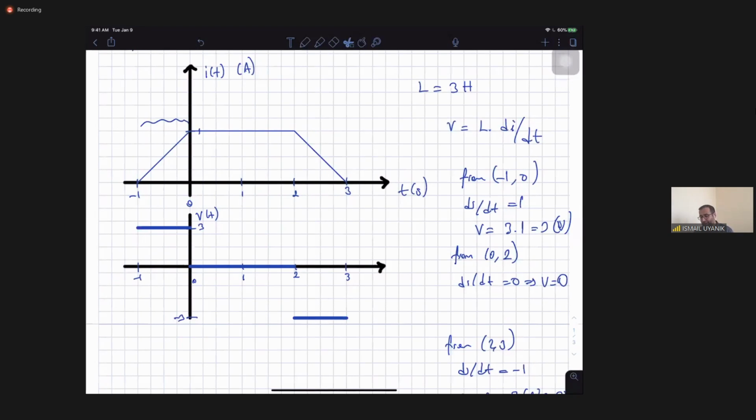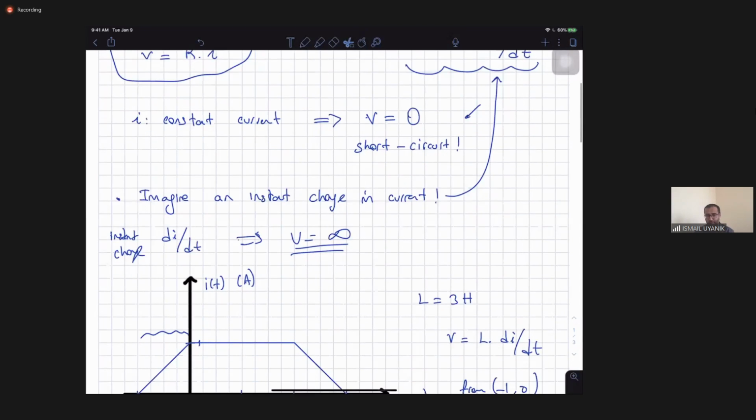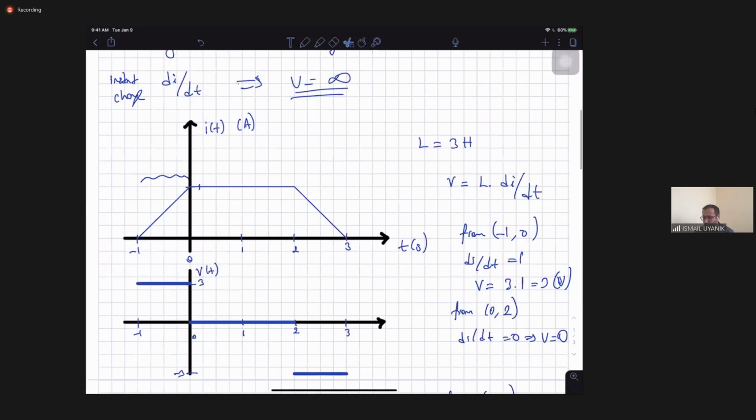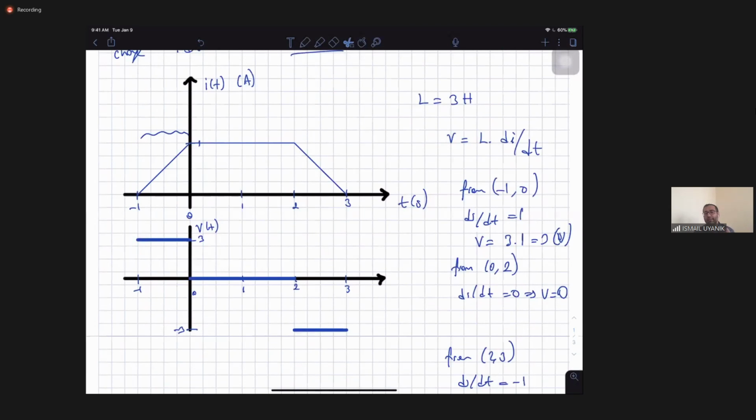It's a nice feature. So we said somewhere here that you cannot have an instant change in current, right? This is not really possible because you would have an infinite voltage. But if you look at this plot, although we cannot have an instant change in current, we have instant jumps in voltage, right? So you should always remember this. In an inductance, although you cannot change the current instantly, you can change the voltage instantly.